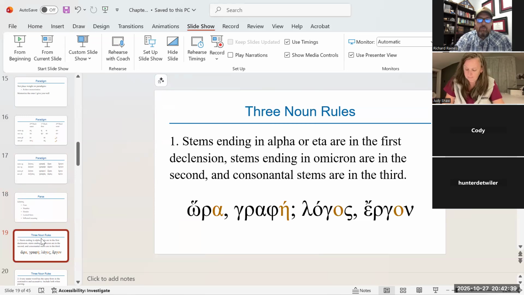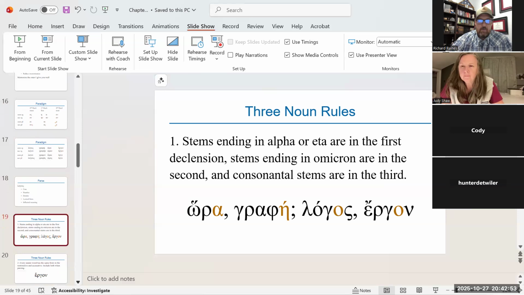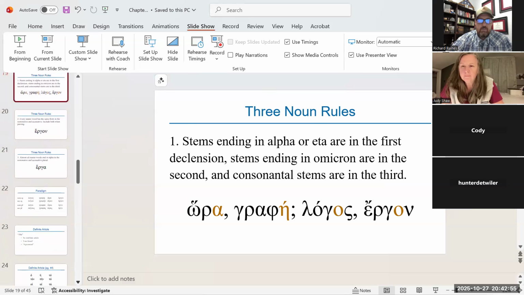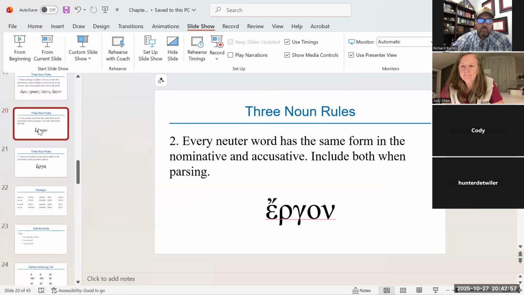So stems that end in the alpha or the eta are in the first declension. If they end in an omicron, they're in the second. And if they end in a consonant, they're in the third. That's not going to have a nickel's worth of bearing on your translation. Here's one that will, and we covered it a few minutes ago.